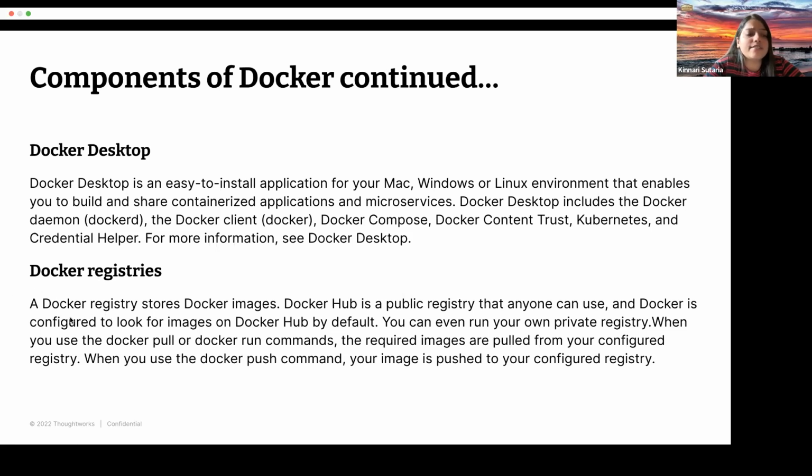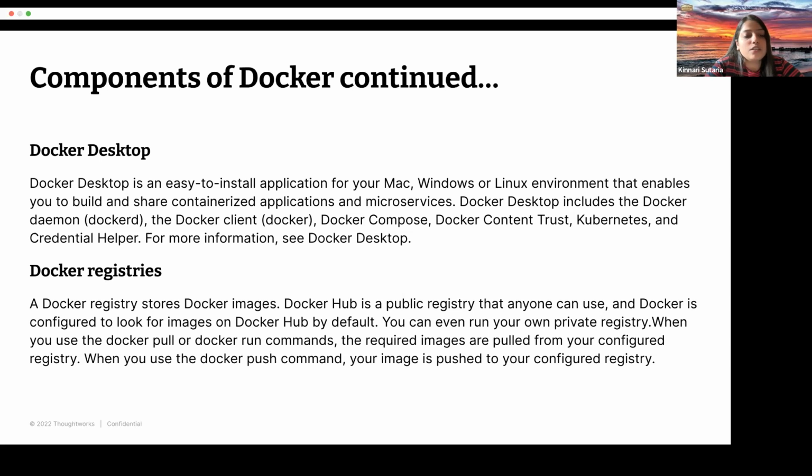Next is Docker registries. We talked about Docker registries earlier, right? Docker registries store the Docker images. Docker Hub is a public repository that anyone can use. Docker is configured to look for images on Docker Hub by default. So whatever images you're pulling or trying to run, Docker will by default check in the Docker Hub. You can even run your own private registry.